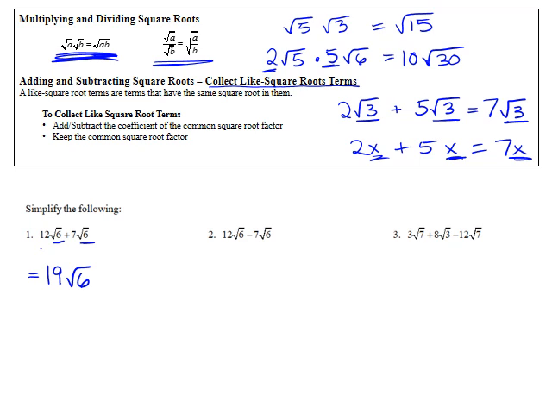In the next example, we have the same two terms but subtracted. So we subtract the coefficients to get 5, and we keep the square root of 6. So you keep that common factor when you add or subtract.